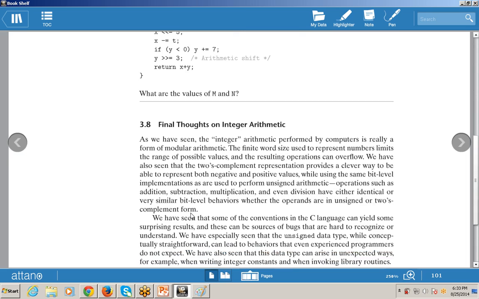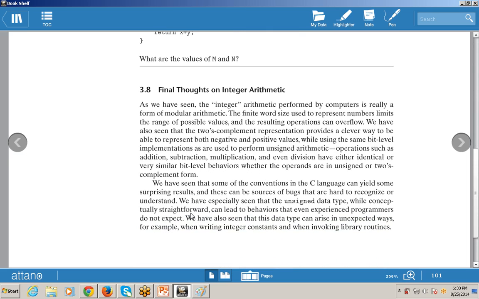Now the next topic is final thoughts on integer arithmetic. And this is a wind up of this topic, that is the third topic, final thoughts on integer arithmetic.